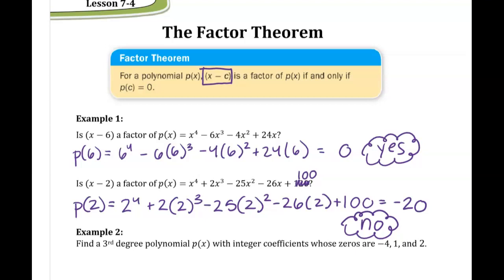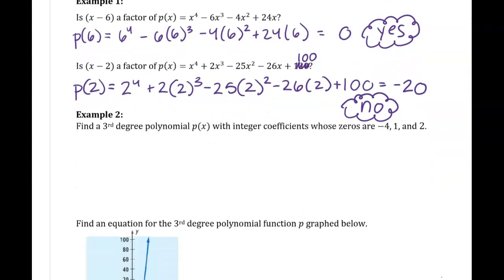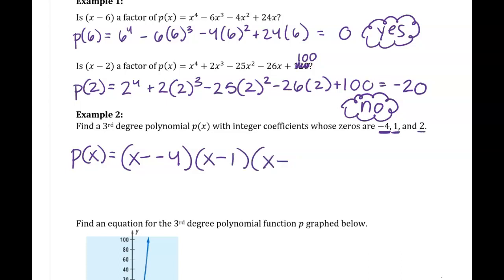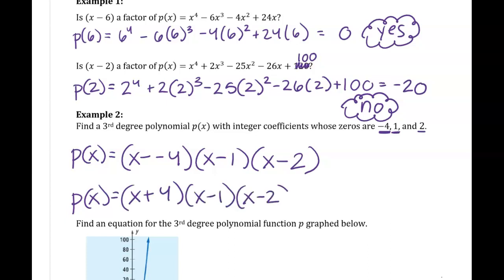Here's another way to do this. So find a third-degree polynomial p of x with integer coefficients whose zeros are negative 4, 1, and 2. So the way we do this, we have p of x equals, it's third degree, so we have 3 factors, and we have our zeros. So x minus, well, first one's negative 4, times x minus 1 times x minus 2. And typically we would not write it that way, right? We would write it as p of x equals x plus 4 times x minus 1 times x minus 2.